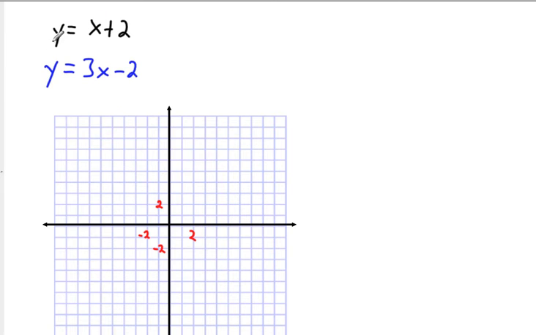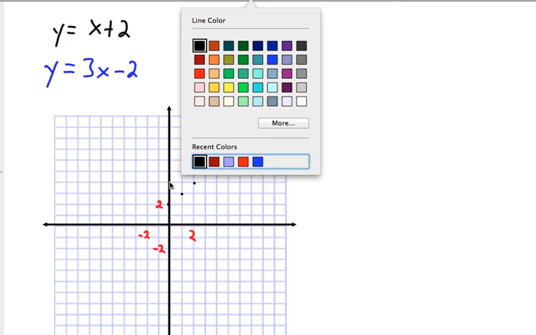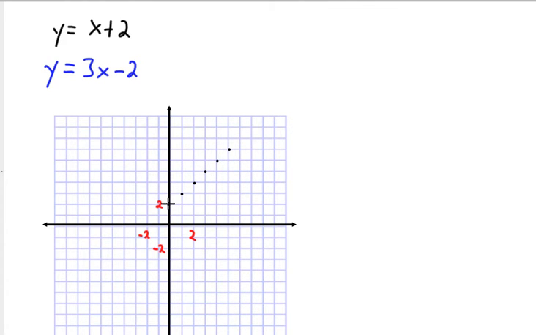Here I have two equations and a graph, so I'm going to graph these on this coordinate grid here. So y equals x plus 2 would start with a y-intercept at 2, and it has a slope of 1 over 1, so something like this. And then I'll graph that. Alright. And now it extends in both directions, so make sure you show that.